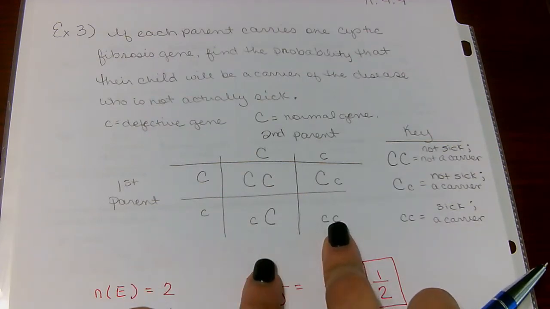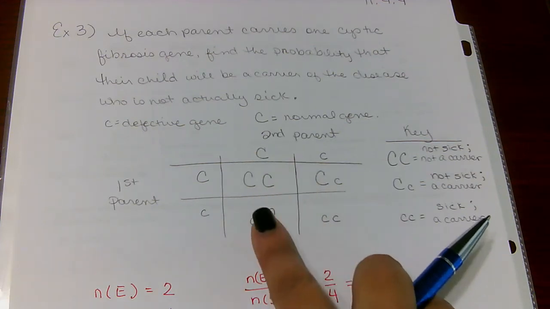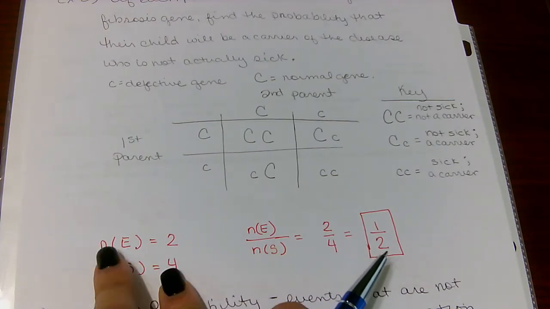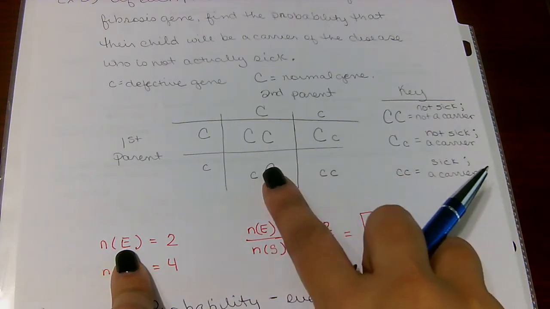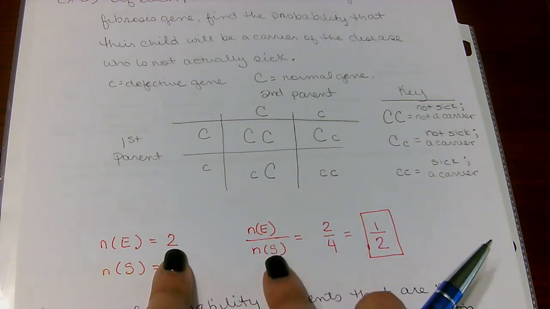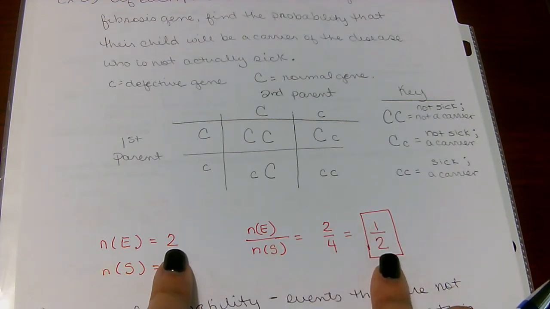So what is the probability that the child will be a carrier of the disease but not actually sick? Well, our sample space is these four options. Since our sample space is these four options, then we want to look at the cardinal number of the event occurring if the child is not sick but is a carrier. We see that there's two ways that this can happen. So the probability of being a carrier but not sick is going to be 2 out of the 4. In other words, it's half. They have a 50% chance of not being sick but will be a carrier.